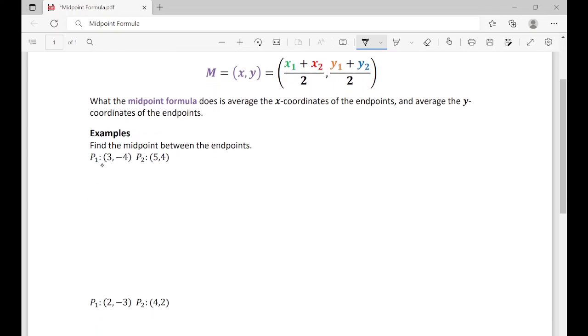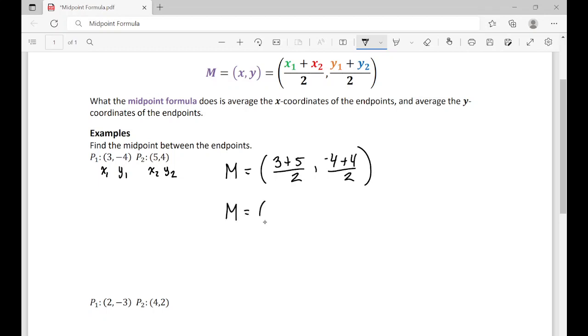So we have the first point, 3, -4, and the second point, 5, 4. So we can start off by just labeling each one just so we know exactly what's what. And then we can just take each one and plug them into their respective spot. So the midpoint is going to equal 3 plus 5 divided by 2, comma, -4 plus 4 divided by 2.